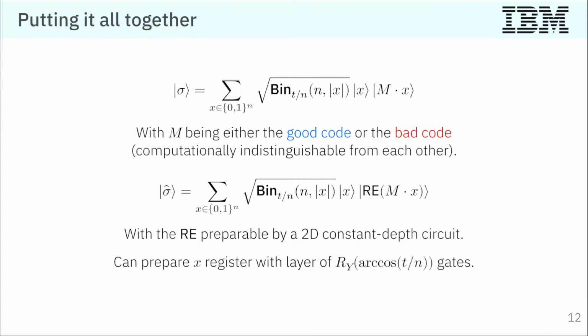And as I said, for the input register, you just need one layer of these y rotations by this angle in order to prepare it. And as I also mentioned, the randomized encoding, by virtue of being a sort of information theoretic encoding of the function itself, will preserve the entropy difference between the two cases. And therefore, if you have a large entropy difference, then you will have it when you do this constant depth randomized encoding as well.